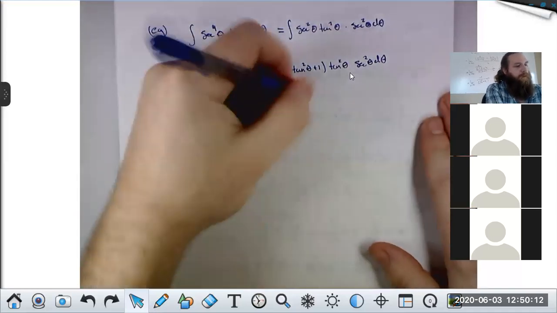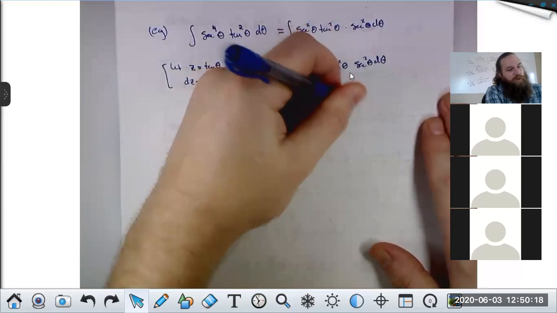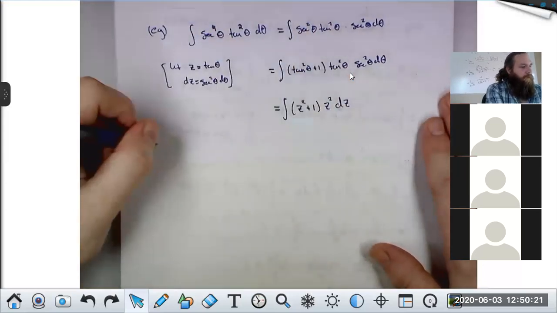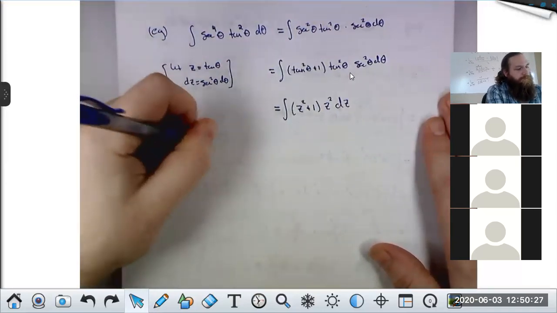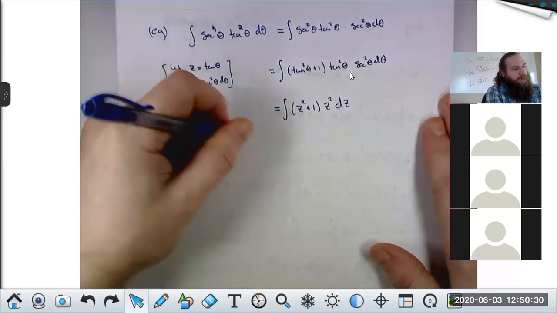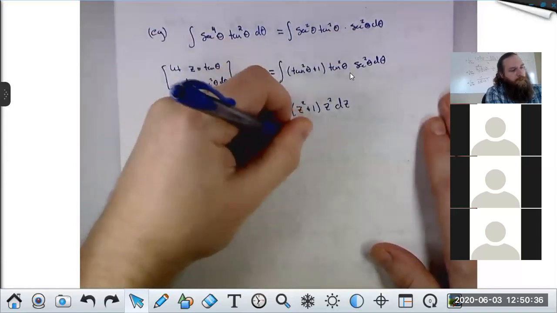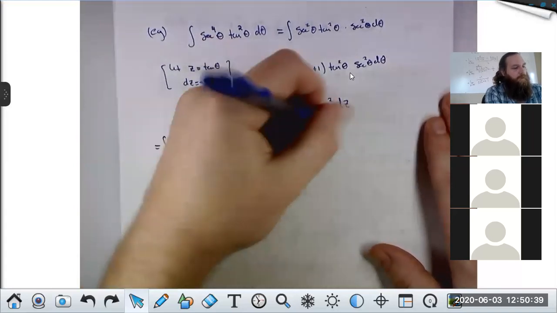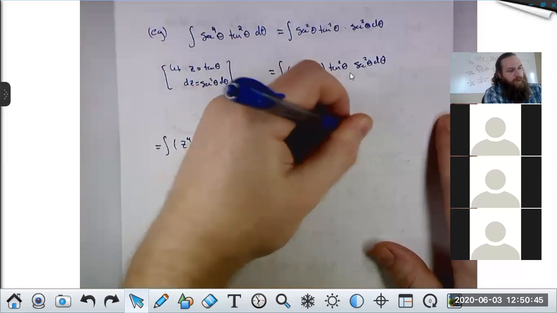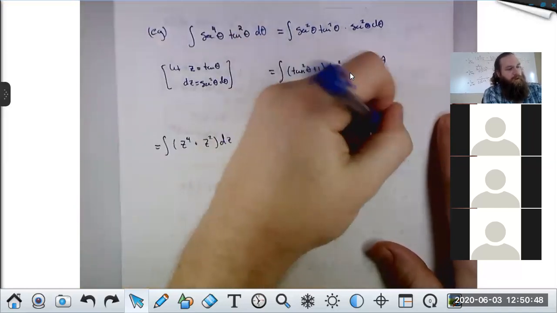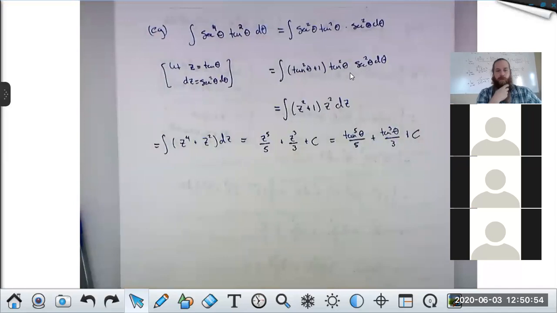So when I implement that substitution, I will get z squared plus 1 times z squared dz, which can be written as the integral of z to the 4 plus z squared dz, which becomes z to the 5 over 5 plus z cubed over 3 plus c, which finally becomes tan to the 5 over 5 plus tan cubed over 3 plus c.